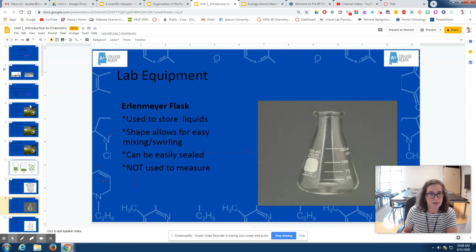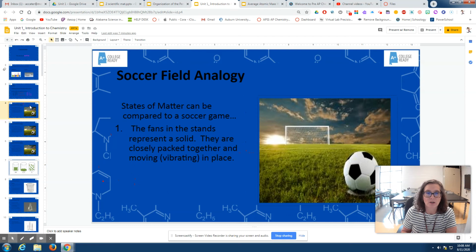And let's do a little analogy for this. All right, so our soccer field analogy. States of matter can be compared to the game of soccer, for those of you who play soccer. Fans in the stands would represent a solid. They're really closely packed together in those seats. They're moving, but they're not able to move very much, okay?